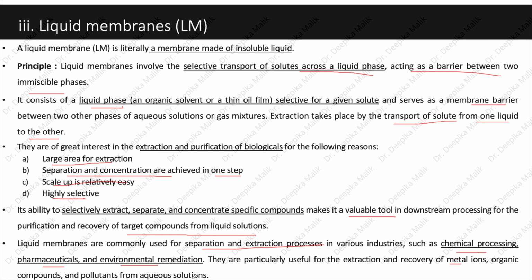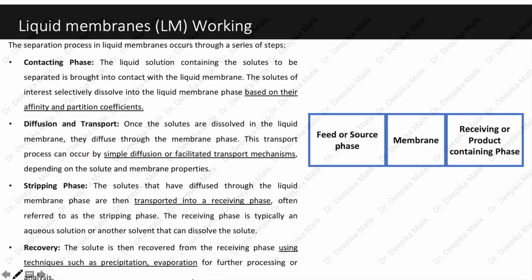The separation process in liquid membranes occurs through a series of steps. First is the contacting phase. The liquid solution containing the solute to be separated is brought into contact with the liquid membrane. The solute of interest selectively dissolves into the liquid membrane phase based on their affinity and partition coefficients.